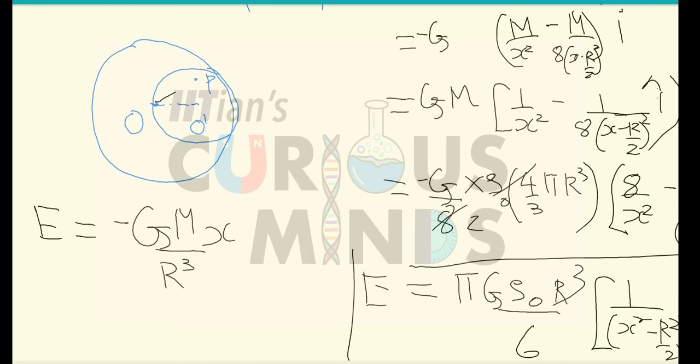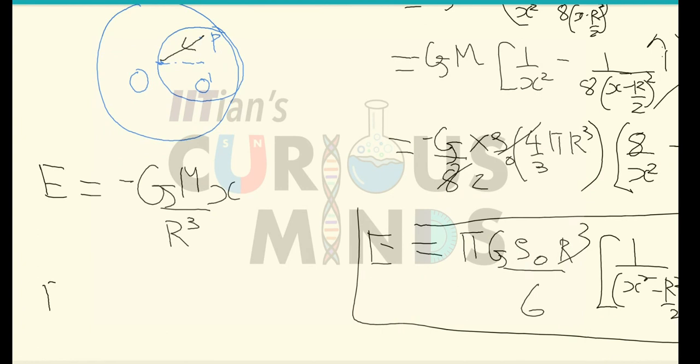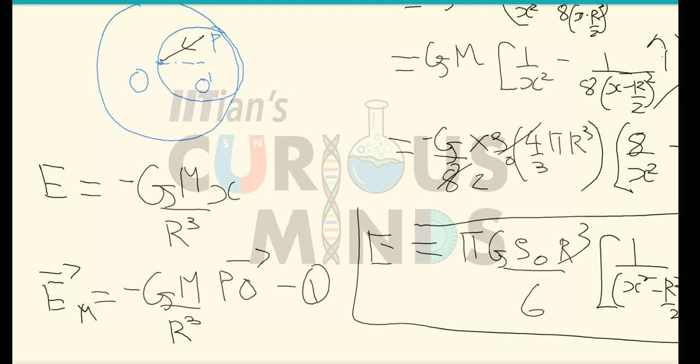So let this distance be x, which, if I give it in vector form, the field E vector will be equal to minus GM divided by r cube into PO vector. Now let this be the first equation. This is due to the capital mass M.